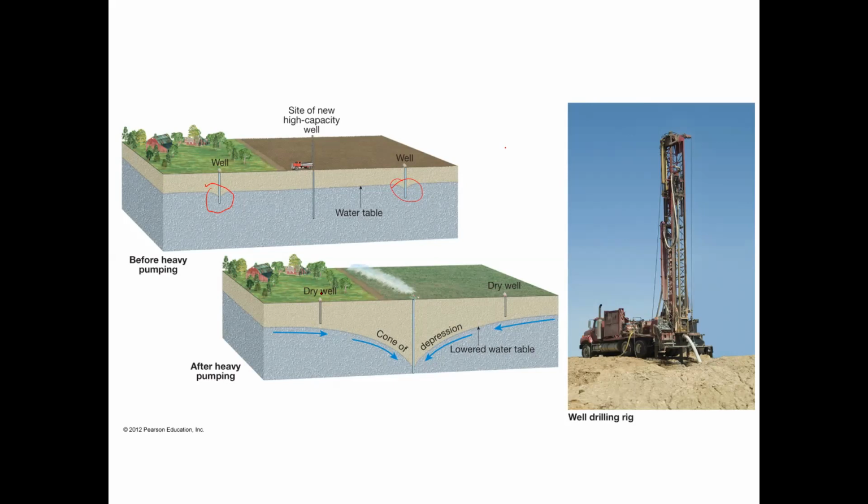And so in order to make these wells productive again, they have to be drilled deeper, which costs money. And so you can imagine the legal implications of this. If someone puts in a high capacity well, is pumping water out of it, and it causes this drawdown, they can compromise your water supply.